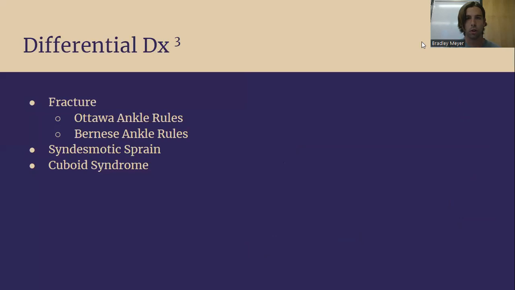It would also be good for a clinician to differentiate an ankle strain versus a fracture, syndesmotic sprain, or cuboid syndrome. For a fracture, the Ottawa ankle rules are commonly used, which I'll elaborate on in the coming slides. For a syndesmotic sprain, diagnosis and grading includes assessment of pain, extent of edema between the distal tibia and fibula, and posterior medial ankle regions.